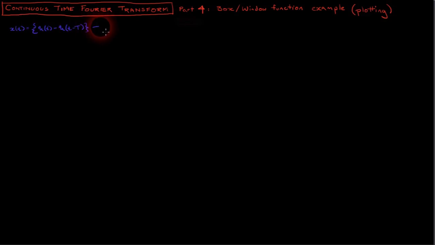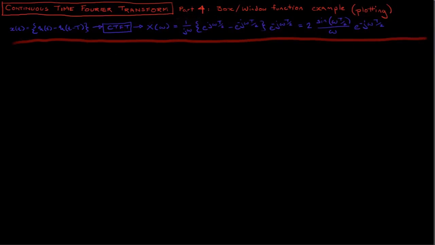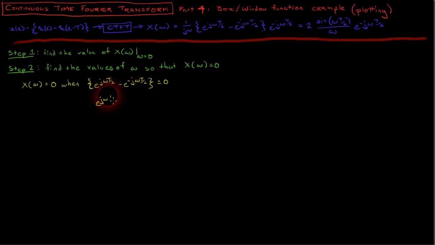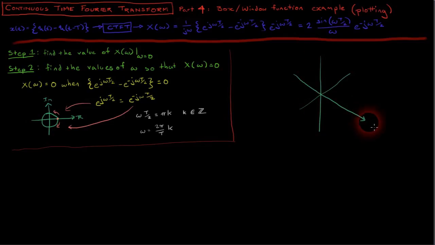Our first step was to find X of omega when omega equals 0. Our second step is to find when X of omega equals 0. X of omega is equal to 0 when e to the j omega t over 2 minus e to the negative j omega t over 2 is equal to 0. As always, refer back to the unit circle and the complex plane to gain intuition. The terms are equal, and so evaluate to 0 when omega t over 2 is equal to pi times some integer. Therefore, X of omega has 0 crossings at 2 pi over t times an integer.